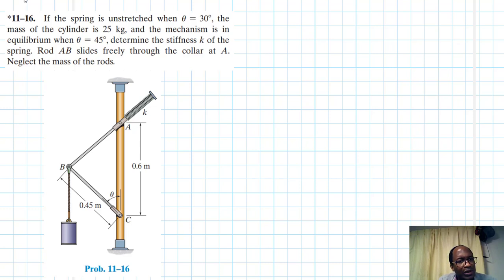The problem reads, if the spring is unstretched when theta is equal to 30 degrees, the mass of the cylinder is 25 kg and the mechanism is in equilibrium when theta is equal to 45 degrees. Determine the stiffness K of the spring. Rod AB slides freely through the collar at A, neglect the mass of the rods. So we are going to use the virtual work method.